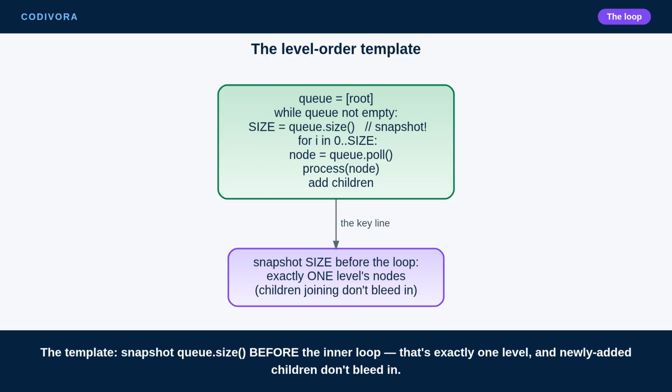While it isn't empty, snapshot the queue's size. That number is exactly how many nodes live on the current level. Loop that many times, polling a node, processing it, and adding its children. The snapshot is the whole trick. Children get added to the queue during the loop, but because you froze the count first, they wait their turn as the next level. Without the snapshot, you get one long stream with no level boundaries. With it, you process the tree level by clean level.